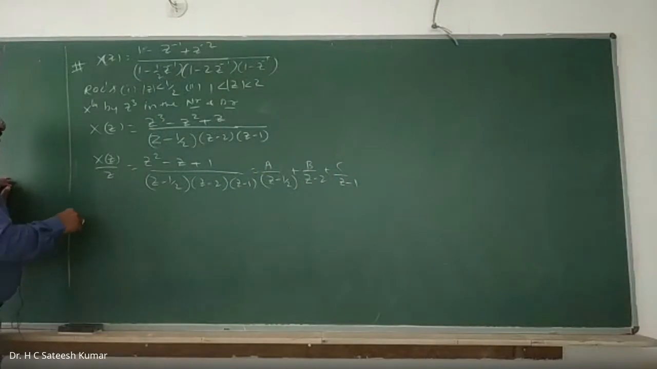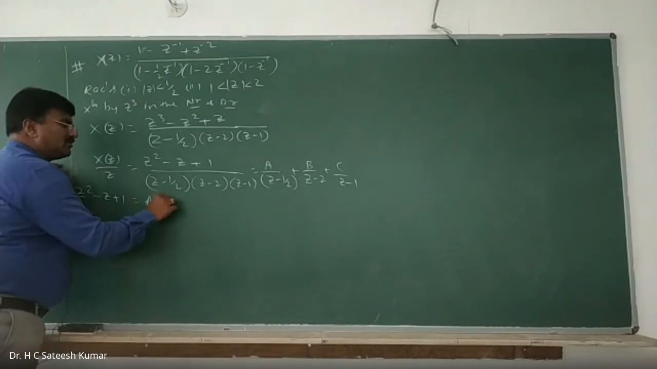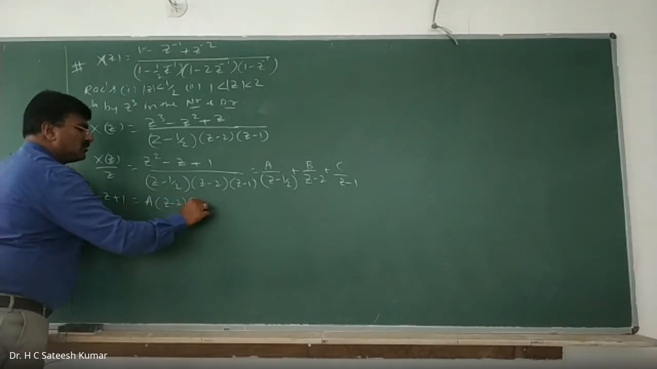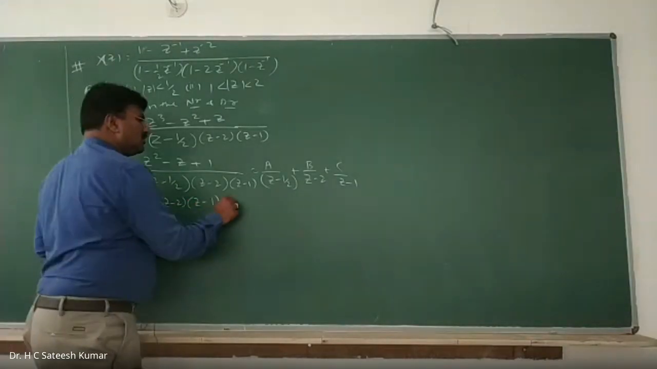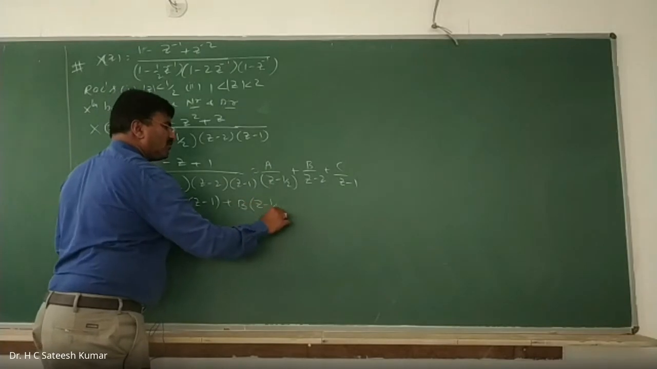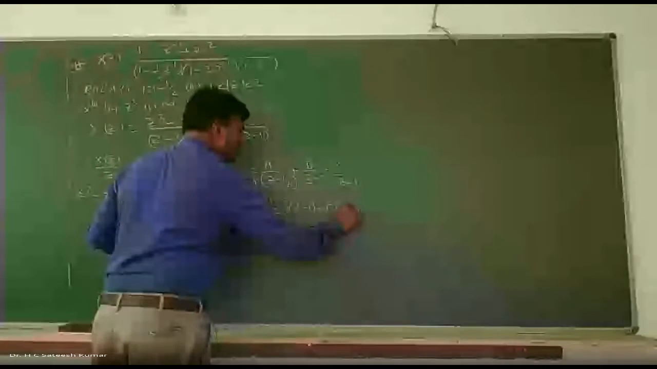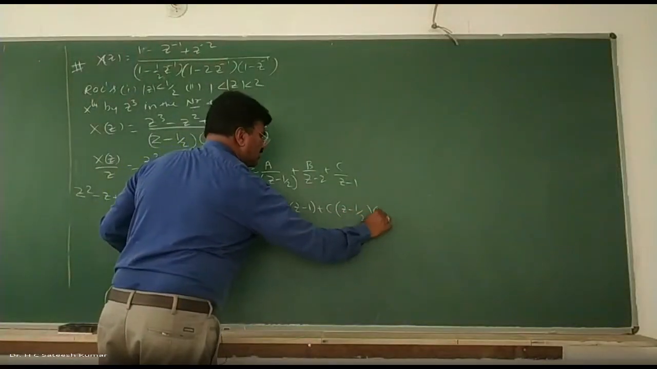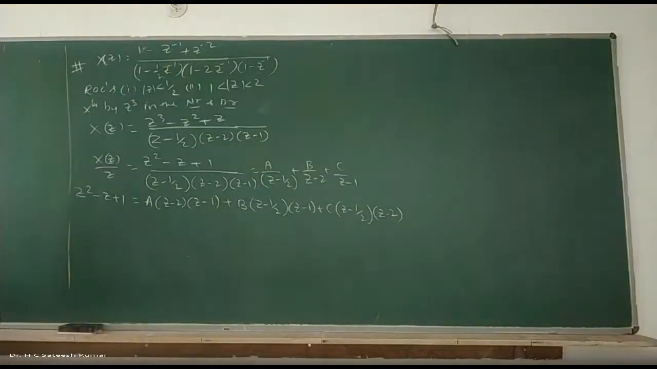Now, what is that? You can write it. z square minus z plus 1 is equal to a into (z minus 2) into (z minus 1) plus b into (z minus half) into (z minus 1) plus c into (z minus half) into (z minus 2). Okay, right. Now, what you should do?